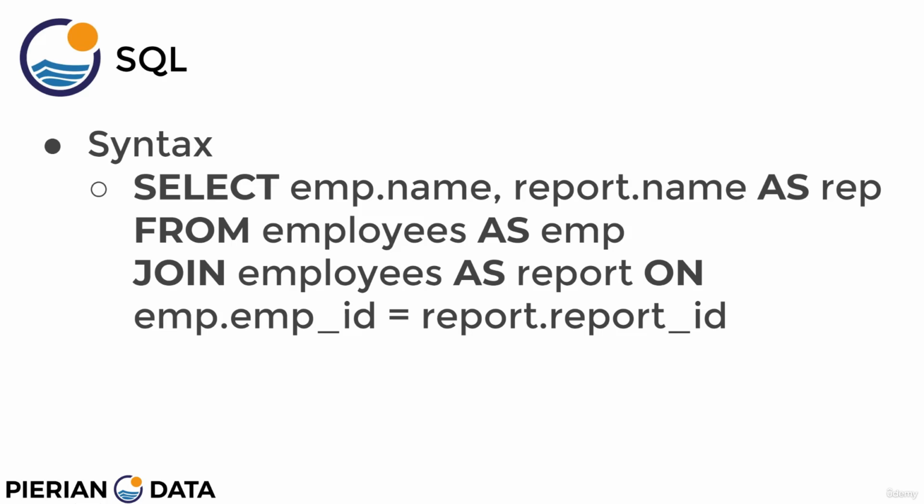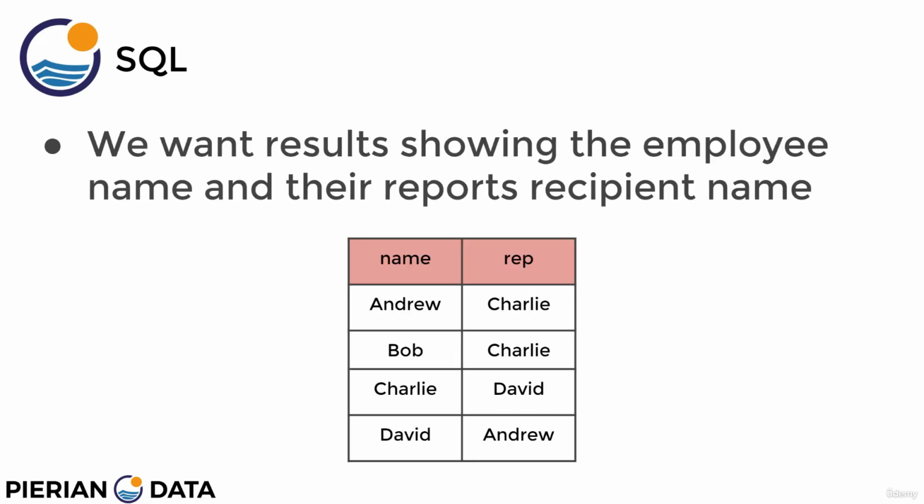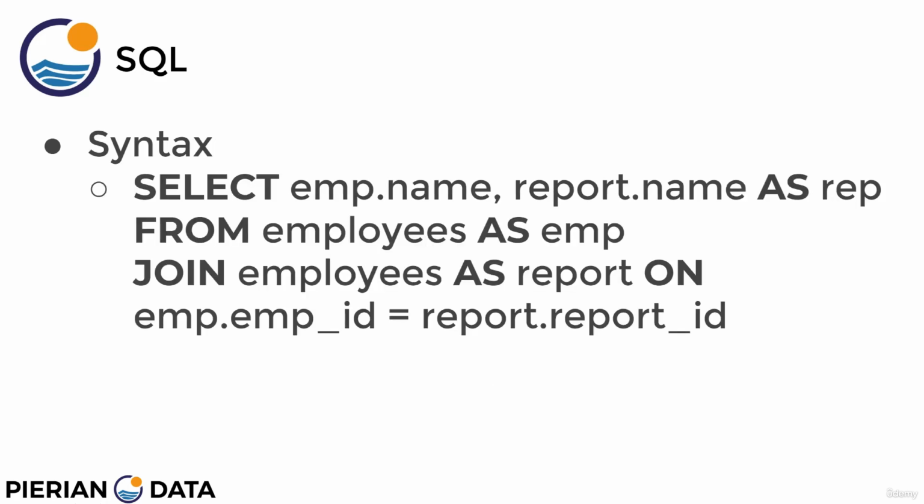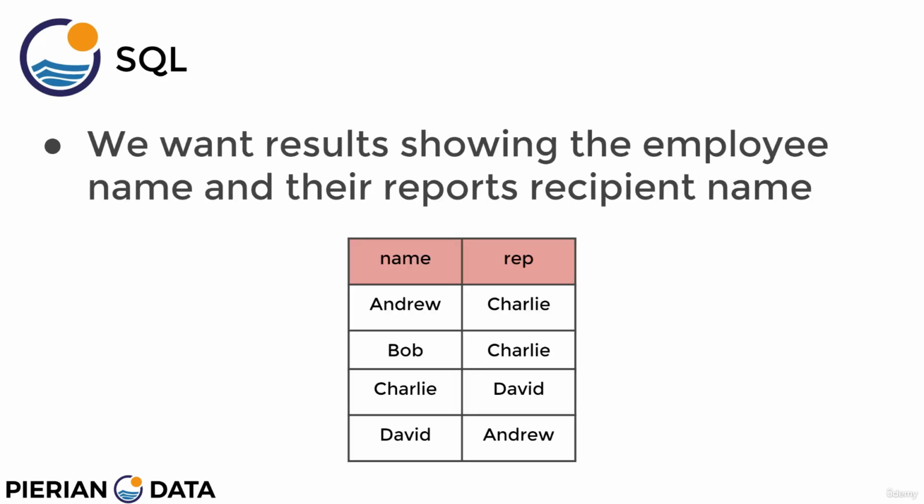That way we don't see name. Instead we see name rep as shown here. So we want results showing the employee name and the report's recipient name. And again, make sure you pause and make sure you understand the syntax and how we were essentially just swapping out the tables and swapping out the aliases.